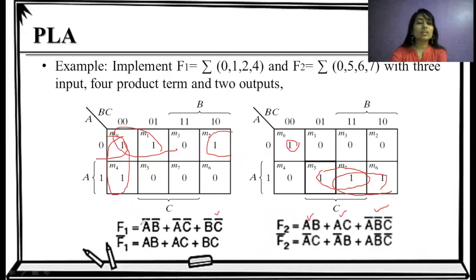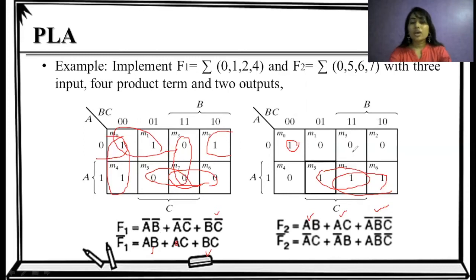Now how can we calculate this F1 dash? Just make a group of 0s, and by making this we have a term like this. If we make a group of this, we have a term BC. For this we have a term AC, and by making a group of this 0 we have a term AB. So this is how we can calculate F1 dash. This is not exactly the complemented form, this is a dual form.